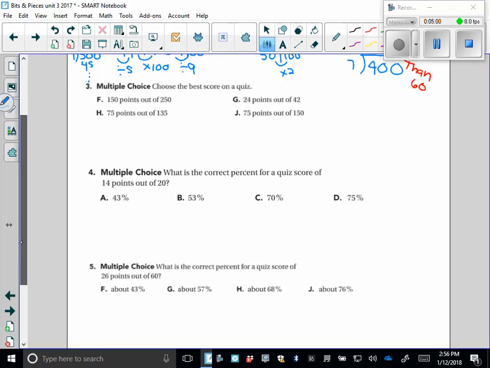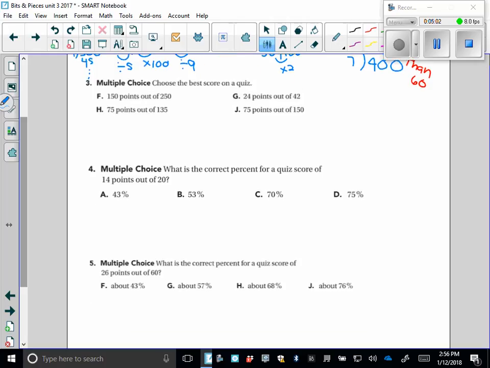Oh, number 4. What was the correct percent for a quiz score of 14 out of 20? Is this looking at 20 up there? I got it right, but I wanted to see if there's a quicker way to do it. Okay, so I would do 20 times 5. The percent, in the total, kind of like we've done before, the parts of whole kind of thing.